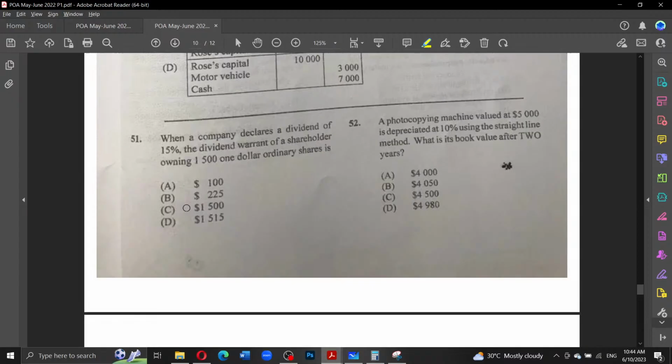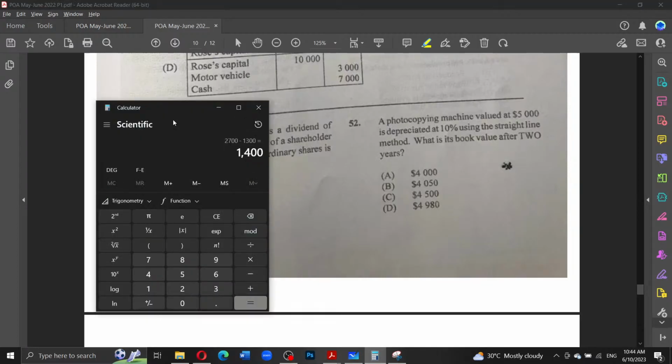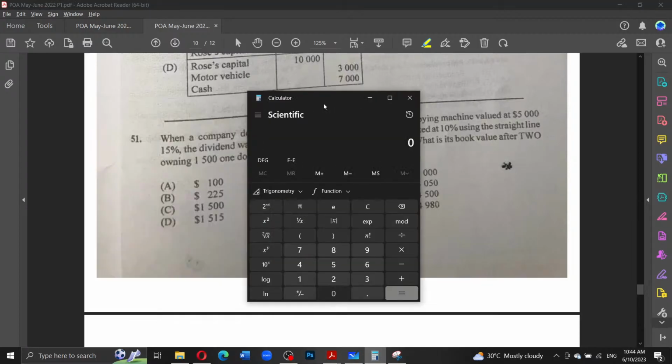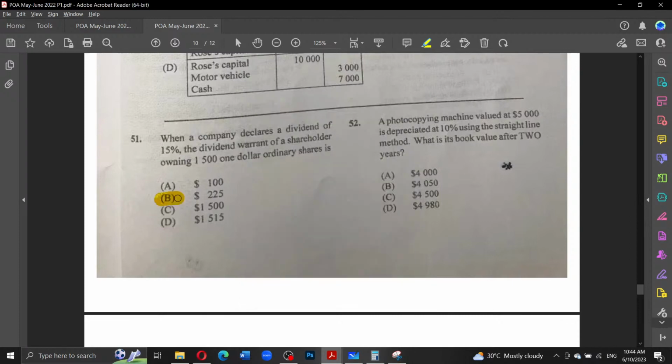Alright, when a company declares a dividend of 15%, a dividend warrant to a shareholder owning 1,500 $1 ordinary shares is, so we have 15%, which is 0.15, times 1,500, and the amount is 225.